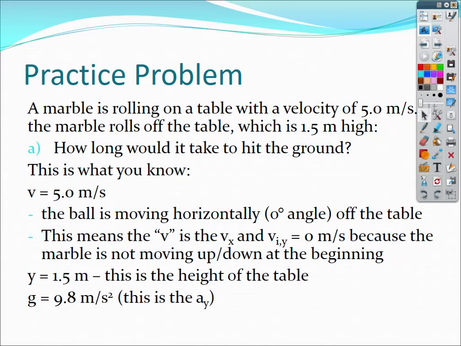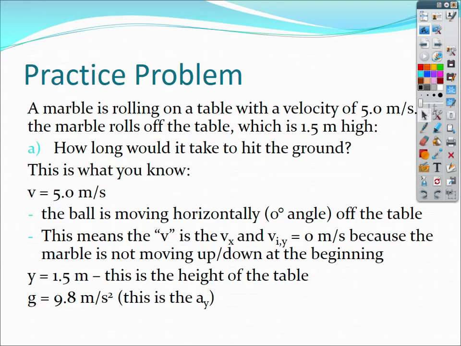Okay? So this is what you know. You know the velocity. This is the velocity that it rolls on the table. It doesn't tell you that's the x velocity, but it's moving horizontally, so guess what? That's a 0-degree launch. That means the v is equal to the vx, and v naught y or viy is equal to 0 because the marble is not moving up or down prior to leaving the table. Okay? So what else do we know?